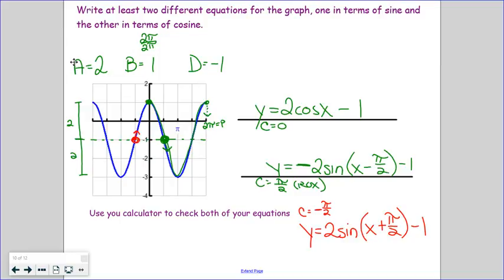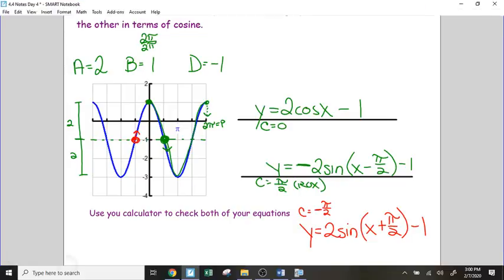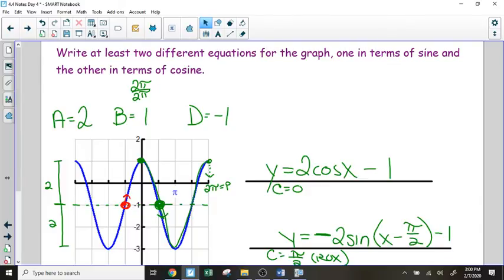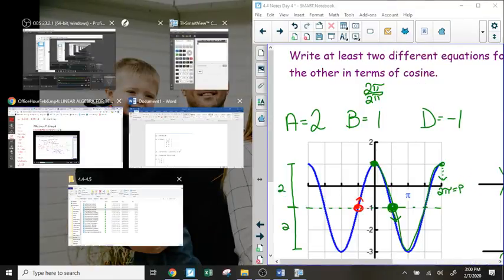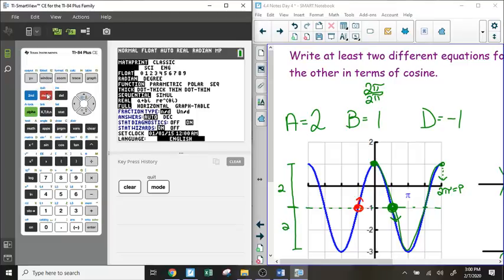Okay, so let's check this on our calculators. Here is the biggest thing for the first time this semester. Our calculator needs to be in radian mode. So go to your mode. Make sure radians is highlighted. There it is.